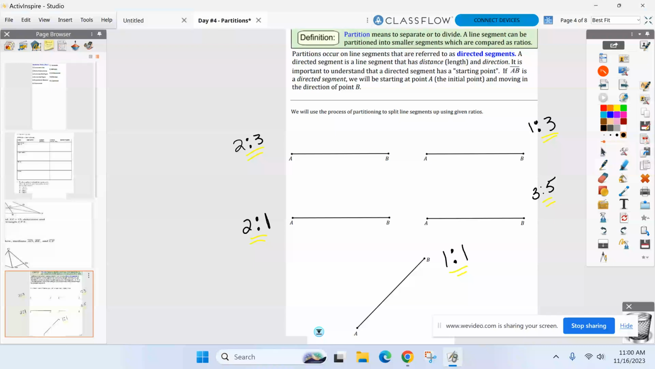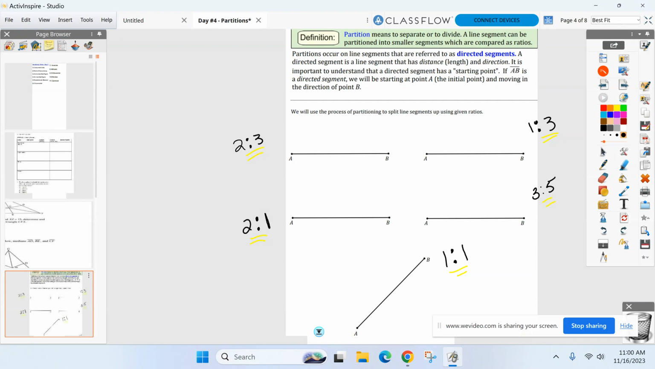So this first one here, line segment AB, I want to see if I can get your help breaking it up into a ratio of 2 to 3. What I mean by that is 2 congruent segments to the left of a point, 3 congruent segments to the right of a point. So before we do that, how many equal parts would I need to break this up into if I'm trying to find 2 to the left and 3 to the right? So how many total congruent line segments am I going to have? 2 over here, 3 over here. How many total? 5 congruent segments.